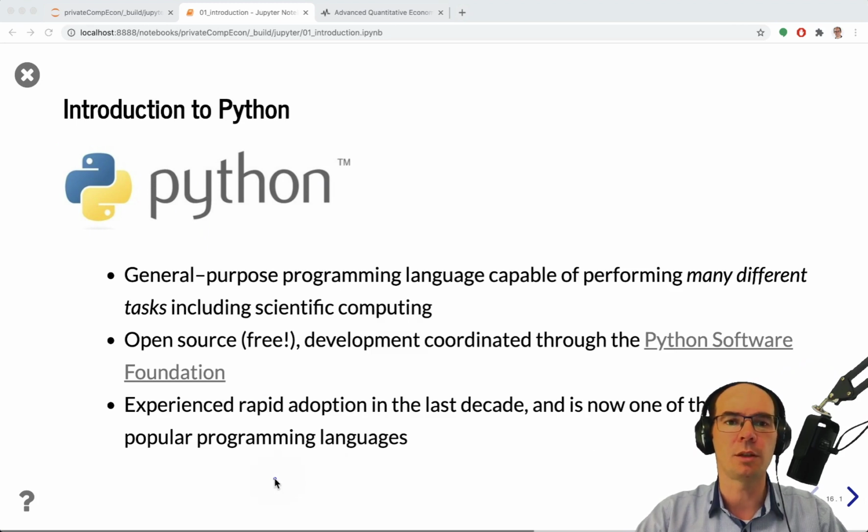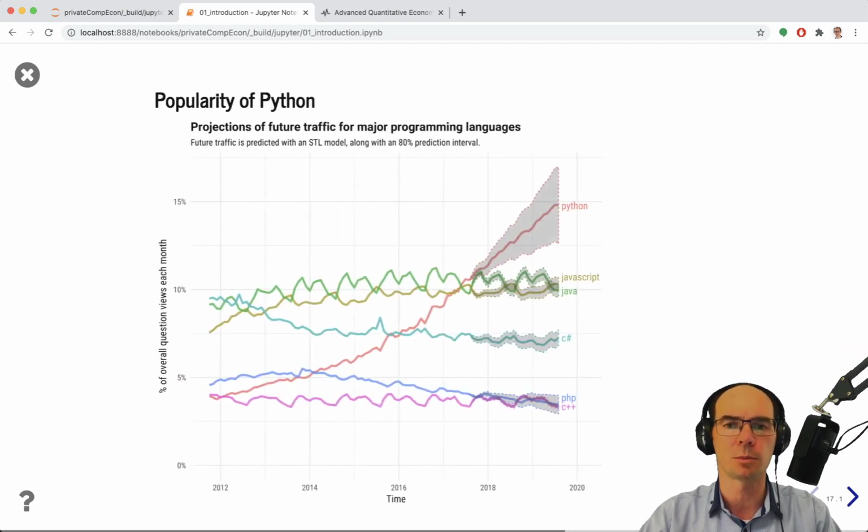And even though it's an old language, it's been used more and more, and it's been adopted very widely in the last decades. And new libraries are being produced, which makes Python even more suitable for scientific computation.